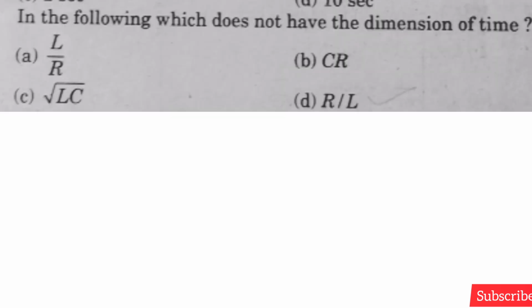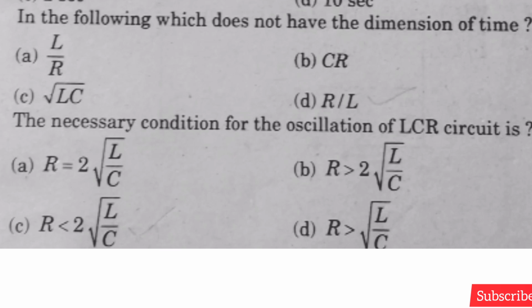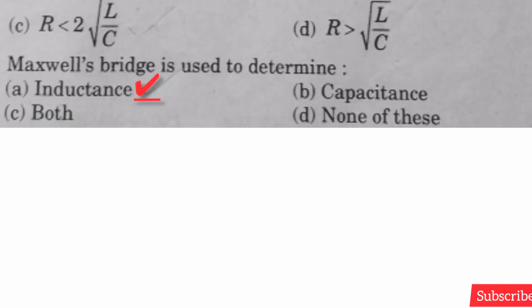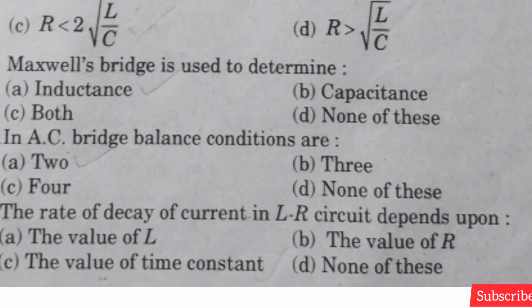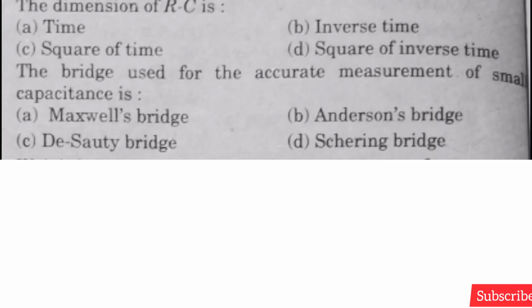In the following which does not have the dimension of time, option D is right. R by L. The necessary condition for the oscillation of LCR circuit is option C. Option C is right. Maxwell bridge is used to determine inductance. Option A is right. In AC bridge, balance conditions are 2. Option A is right. The rate of decay of current in LR circuit depends upon the value of time constant. Option C is right. The dimension of RC is time. Option A is right. The bridge used for the accurate measurement of small capacitance is option D. Option D is right.